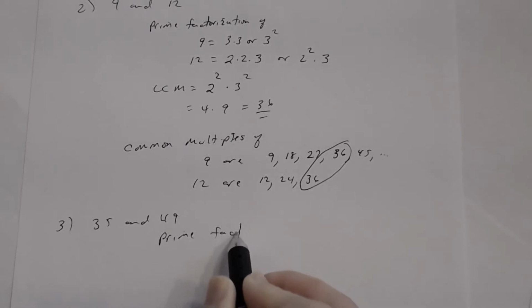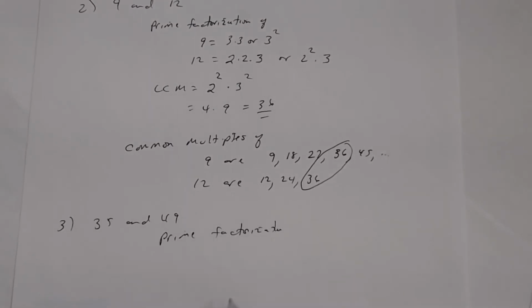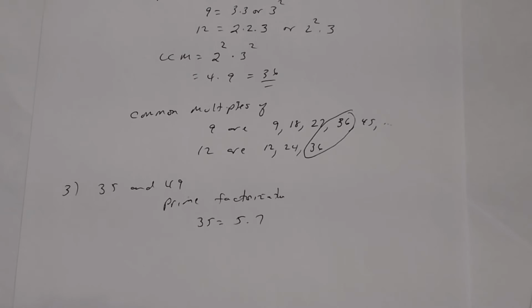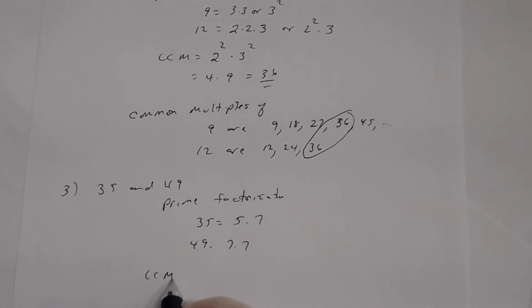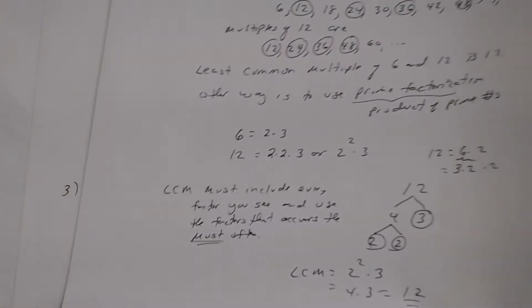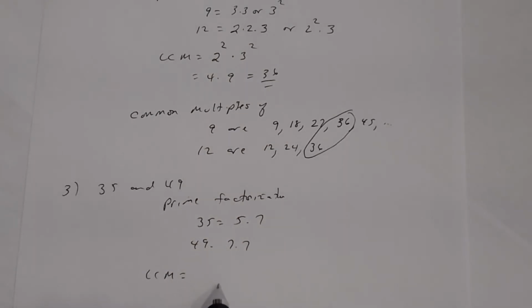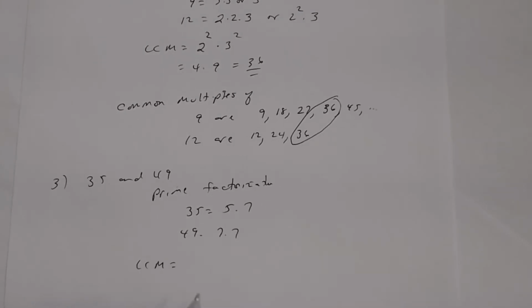Now actually the prime factorization is pretty quick, because look, for 35, y'all agreed that the product of prime numbers would be 5 times 7, and right away you're done with 35, right? 5's a prime number, 7's a prime number. And for 49, y'all agree that's 7 times 7, okay? And so therefore the least common multiple, listen to what I was trying to say here. The least common multiple, you have to include every factor you see. I see a factor of 5 and I see a factor of 7.